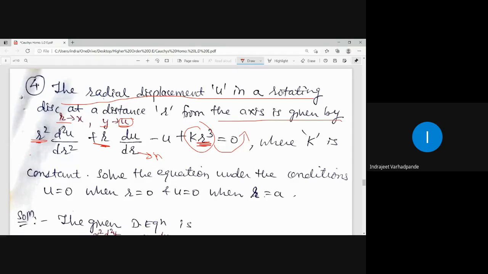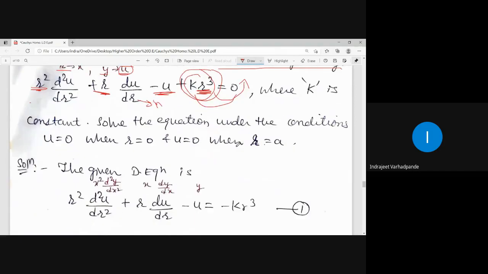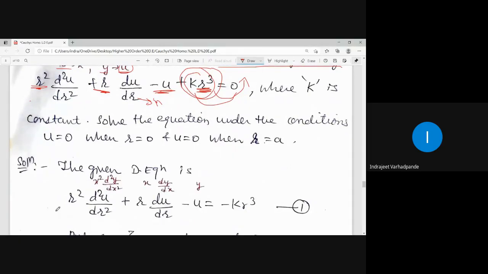Whatever conditions are provided in the example will be used to find the values of the arbitrary constants. And I don't want any term of r on the LHS. It should be restricted only to u. So where will we take it? On the other side. So the given differential equation is r square d2u by dr square plus r du by dr minus u is equal to minus k r cube.